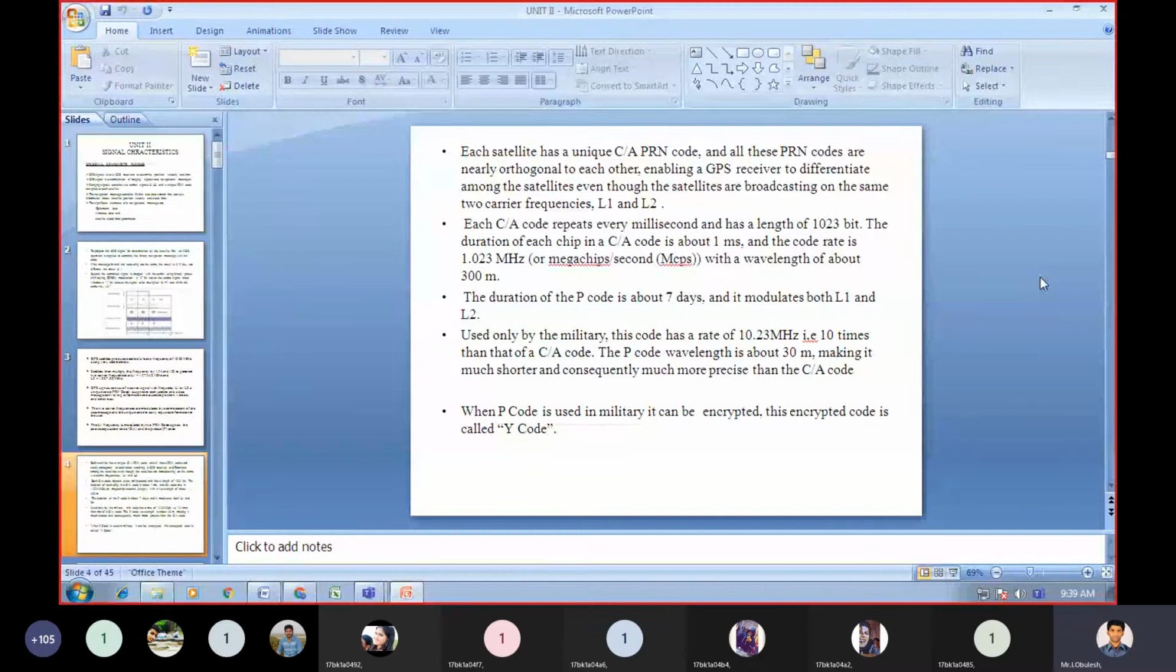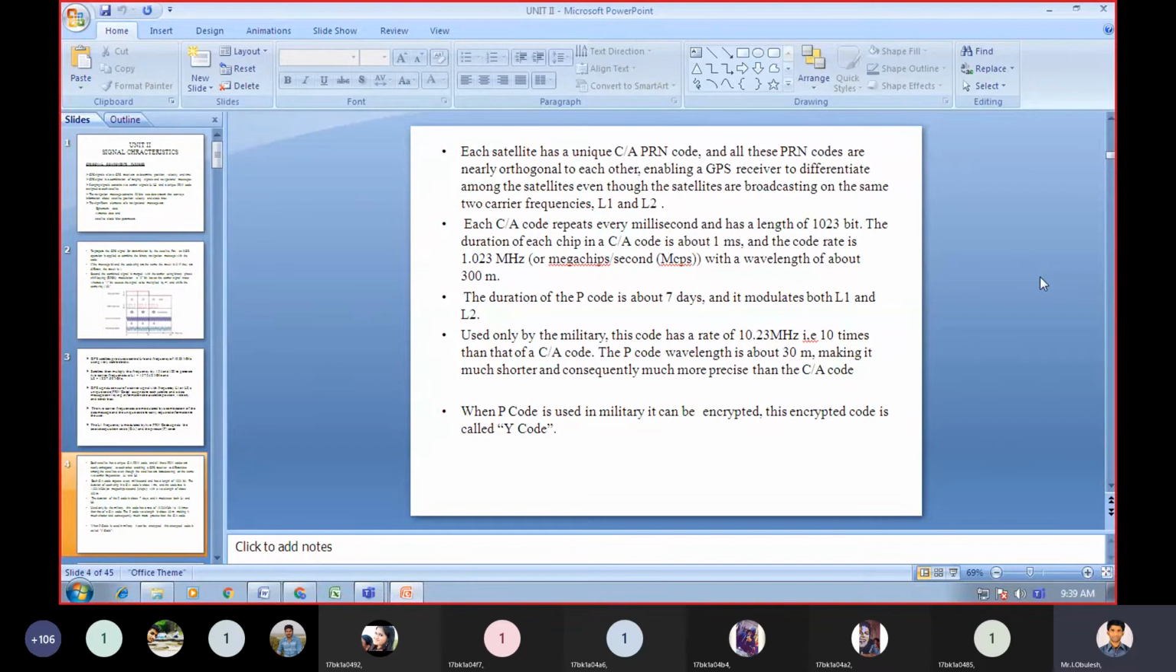The C/A code repeats every millisecond. The P code repeats every 7 days. And what is the wavelength? The wavelength for P code is 30 meters. The wavelength for C/A code is 300 meters. You need to remember all these points. This comes under differences.